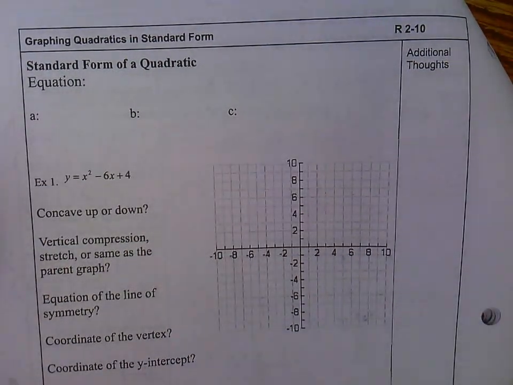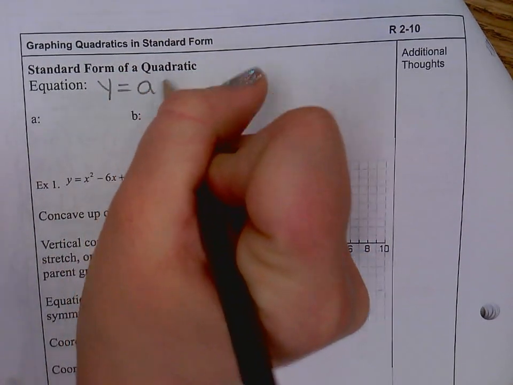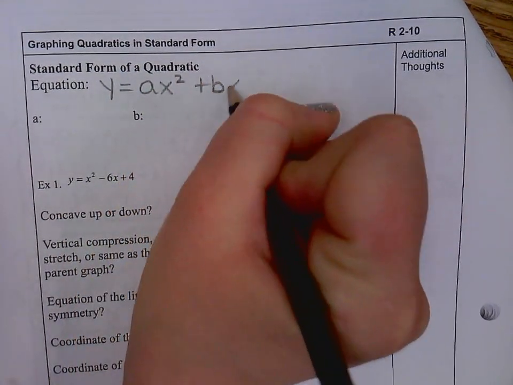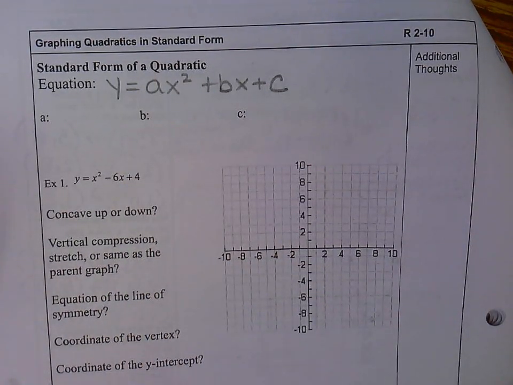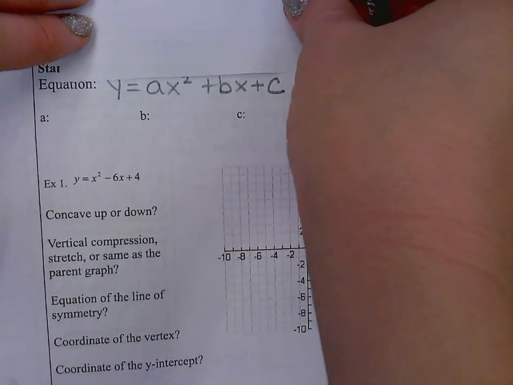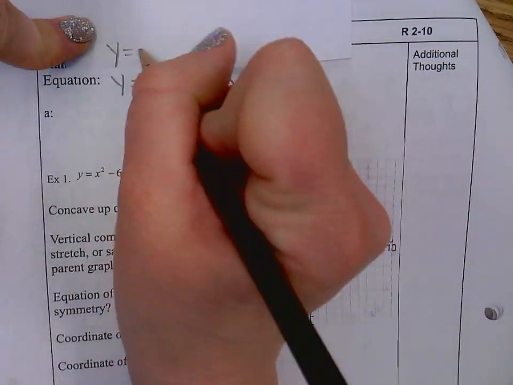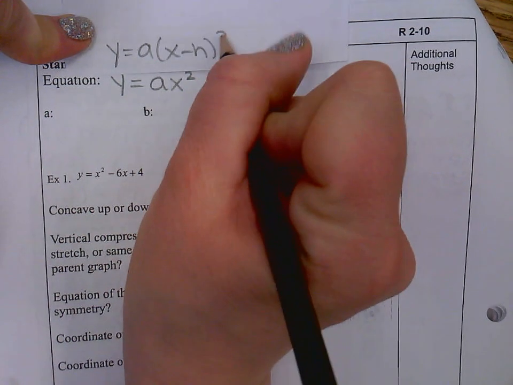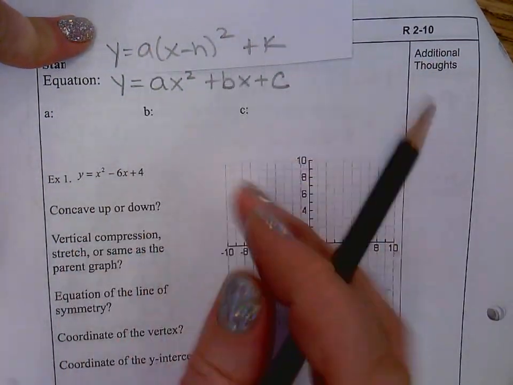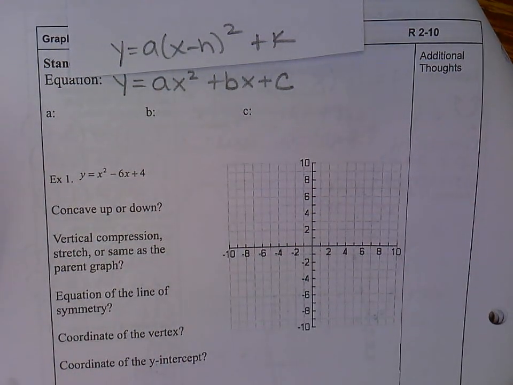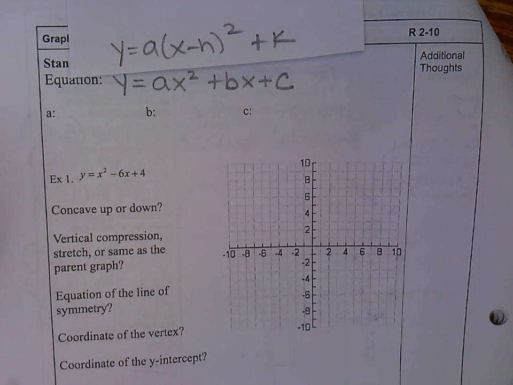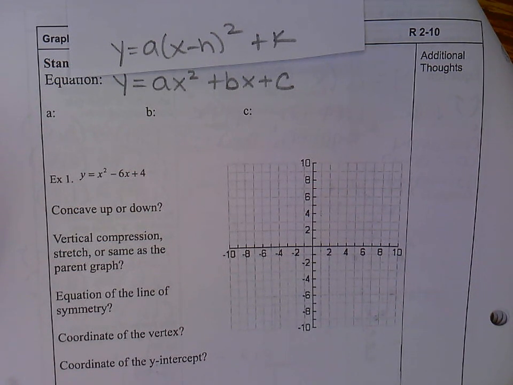So this equation, ax squared plus bx plus c, I want you to just compare it. You don't have to write this down, but I'm going to put right above it a(x minus h) squared plus k, because we've already learned vertex form. So I just want to compare. This is standard form. This is what we're doing today. This is vertex form. This is the other form that we've already learned. Do you see how they're both quadratics? Because they both have an x squared term.